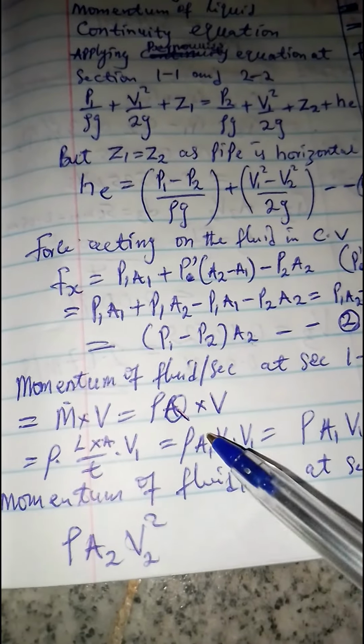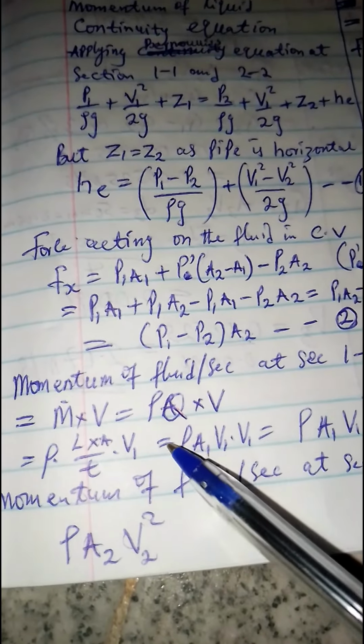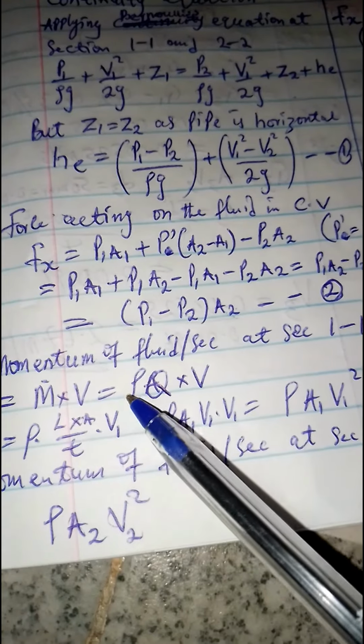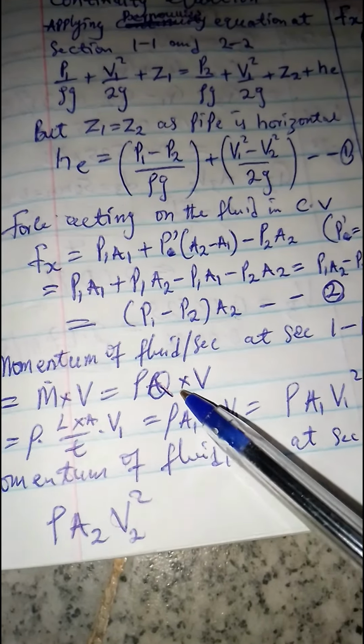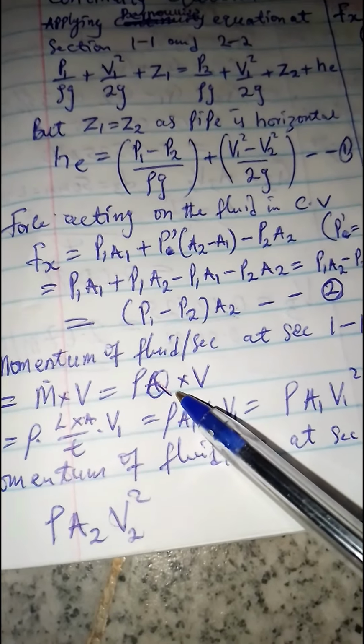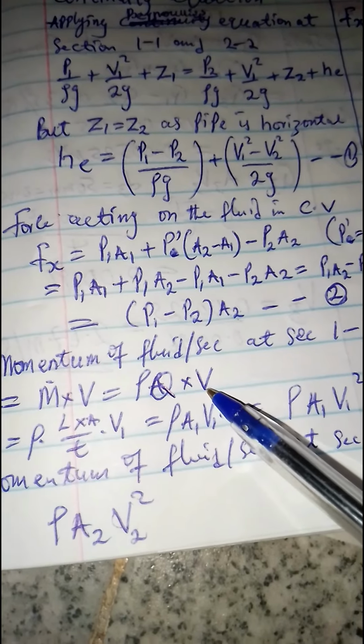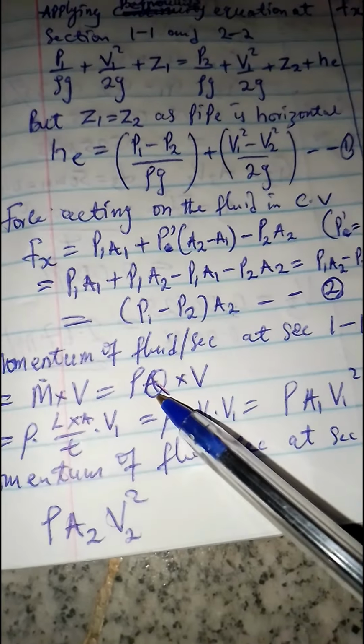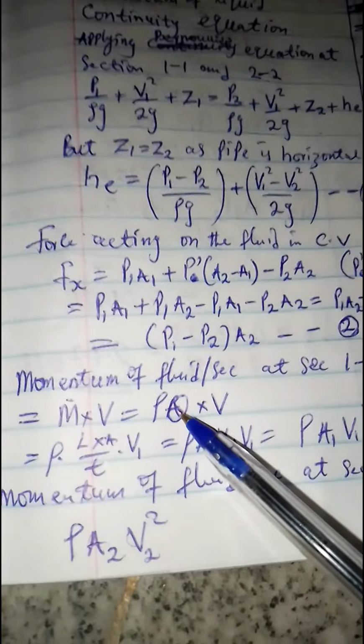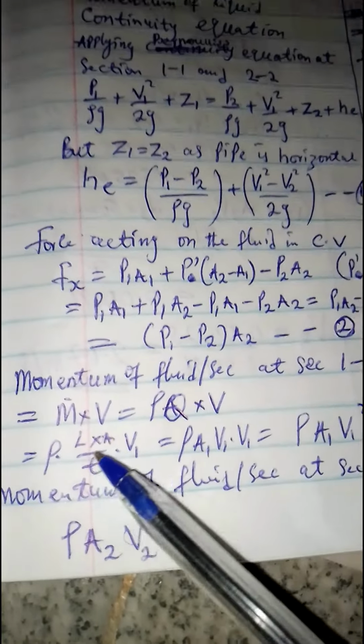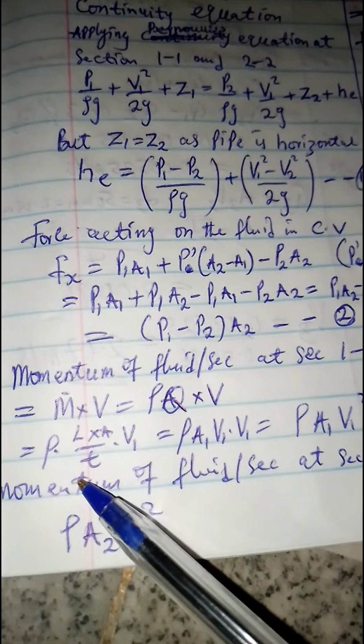Therefore, we have mass here in terms of mass flow rate times velocity. Mass flow rate is the same as density times volume flow rate, so we have density times volume flow rate multiplied by velocity. Then when you reduce this further, you know that volume flow rate is the same thing as length times area over time, and length over time is velocity.